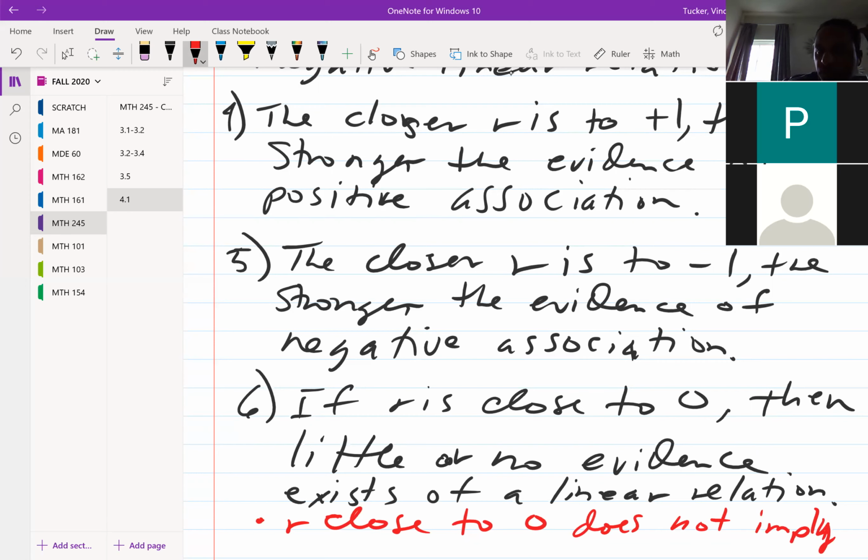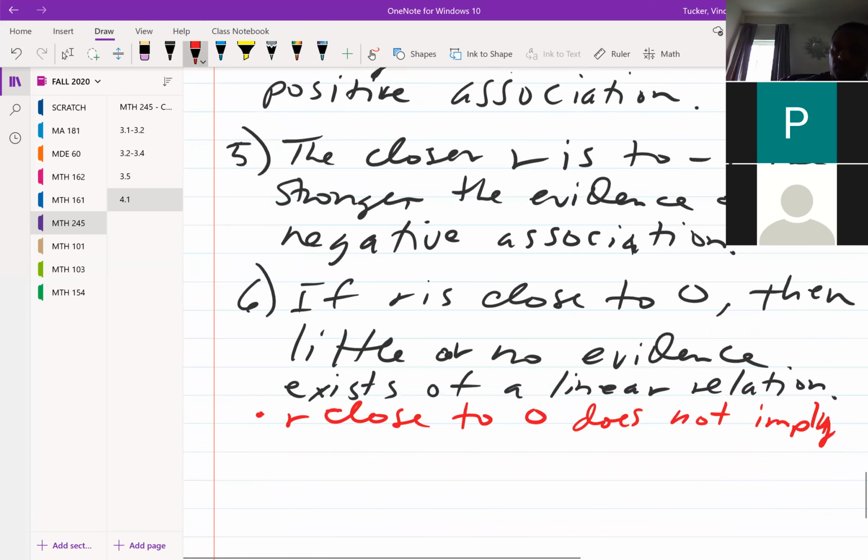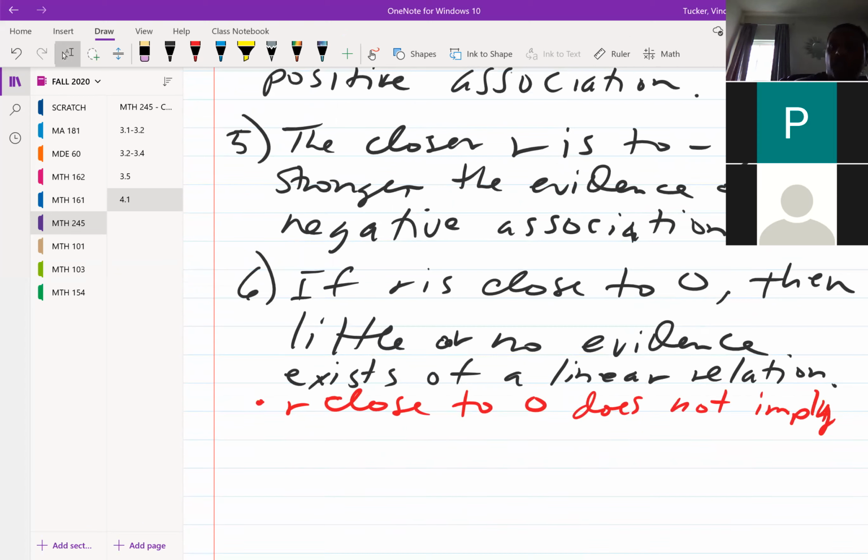Okay, so the closer R is to +1, the stronger the evidence of a positive association. The closer R is to -1, the stronger the evidence of a negative association. If R is close to 0, then little or no evidence exists of a linear relation. And this is emphasizing what I mentioned earlier. R being close to 0 does not imply no relation, just no linear relation.